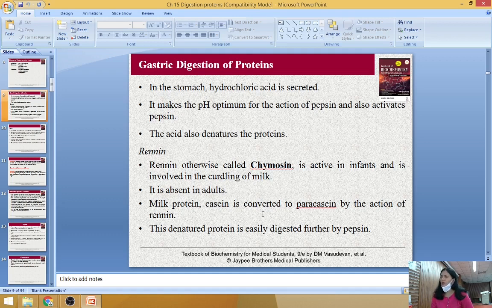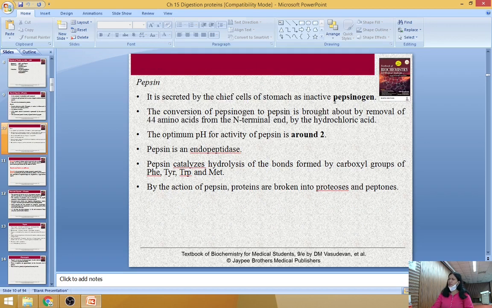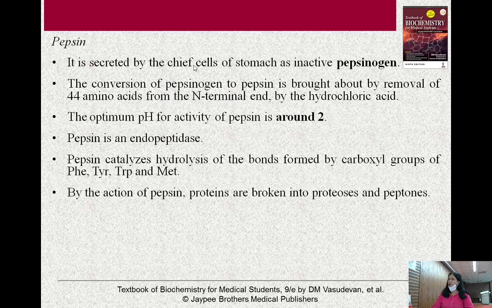Clear? Now, once the hydrochloric acid is secreted because of these 3 factors, what will it do? It will convert the pepsinogen, which is secreted by the chief cells of the stomach, to pepsin. How is pepsinogen converted to pepsin? By cleaving 44 amino acids from the N-terminal end of the pepsinogen. So this hydrochloric acid cleaves the 44 amino acids from the N-terminal end, and then the pepsinogen is converted into pepsin.